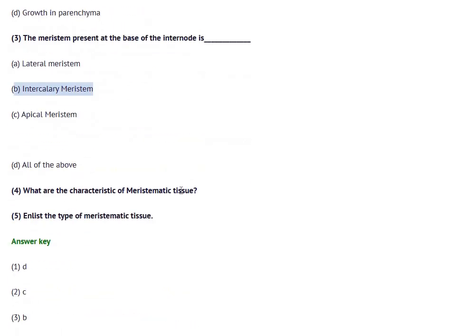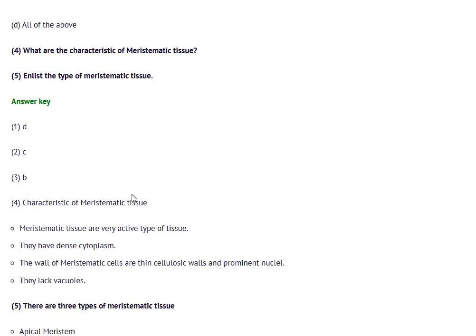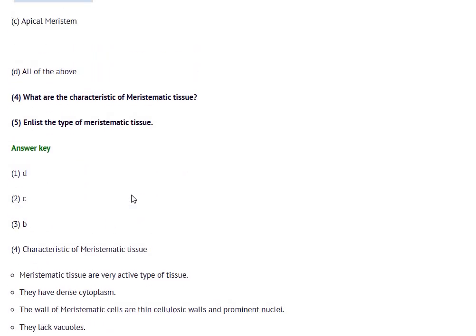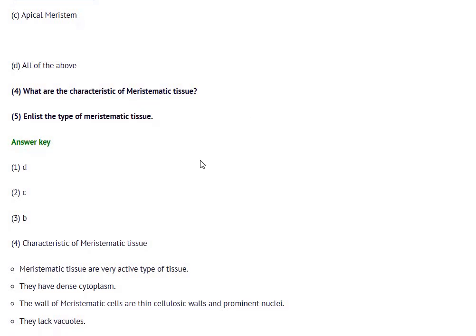What are the characteristics of meristematic tissue? Meristematic tissue is found in the plant and is responsible for growth in the plant. It has dense cytoplasm and lacks vacuoles. It is a growing tissue, a living tissue. There are three basic types of meristematic tissue: apical, intercalary, and lateral.